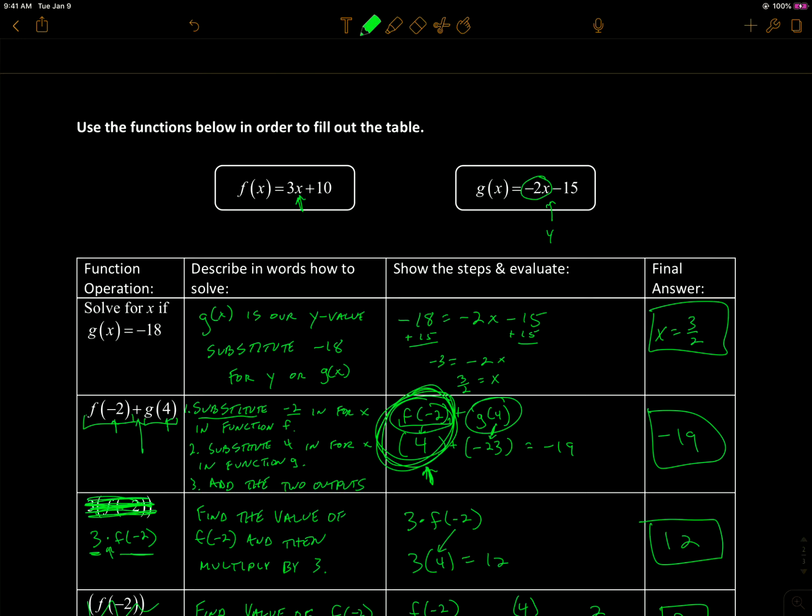So if I plug in a negative 23, that means I'm doing f of negative 23 equals 3 times negative 23 plus 10. So 3 times negative 23, what is that? That's going to be, let me get out the calculator.